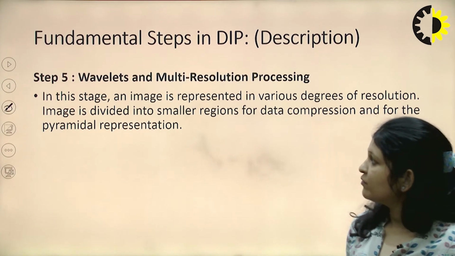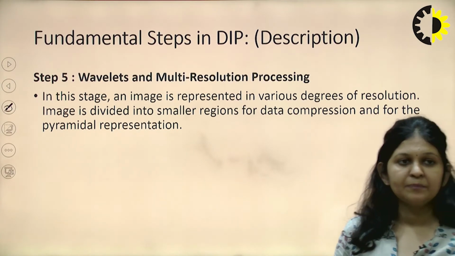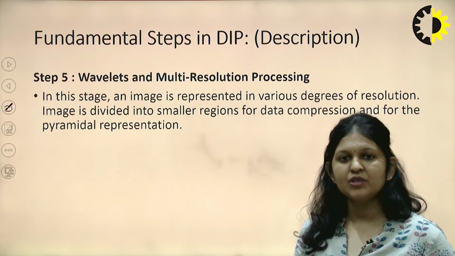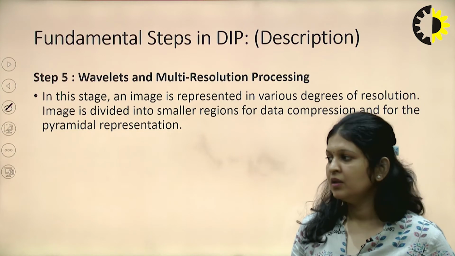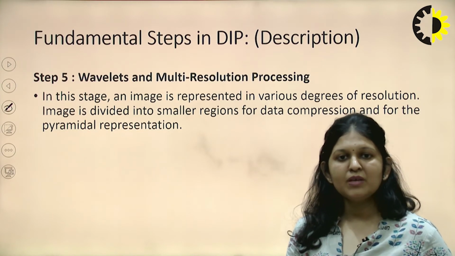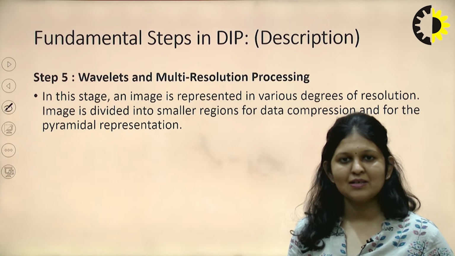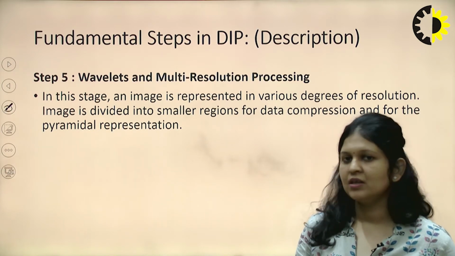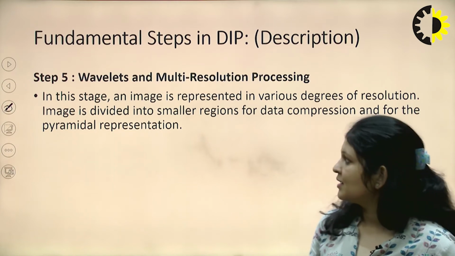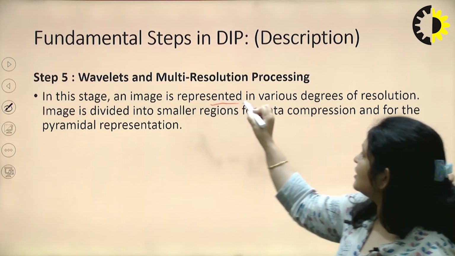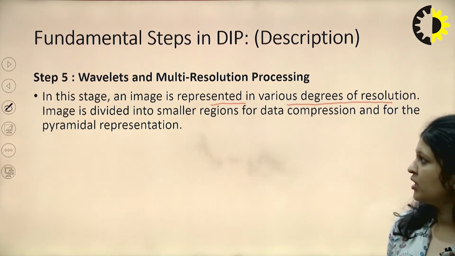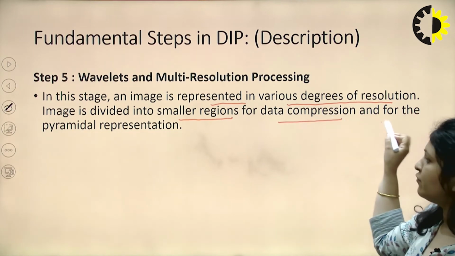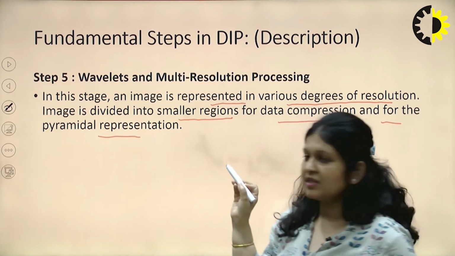Then step 5 is wavelets and multi-resolution processing. Basically, when we talk about images, we may have captured the image through our mobile camera or different cameras, and we may be displaying it on different systems. So we need to process it according to different resolutions, depending upon the different devices. In this stage, an image is represented in various degrees of resolution. The image is divided into smaller regions for data compression and for pyramidal representation.